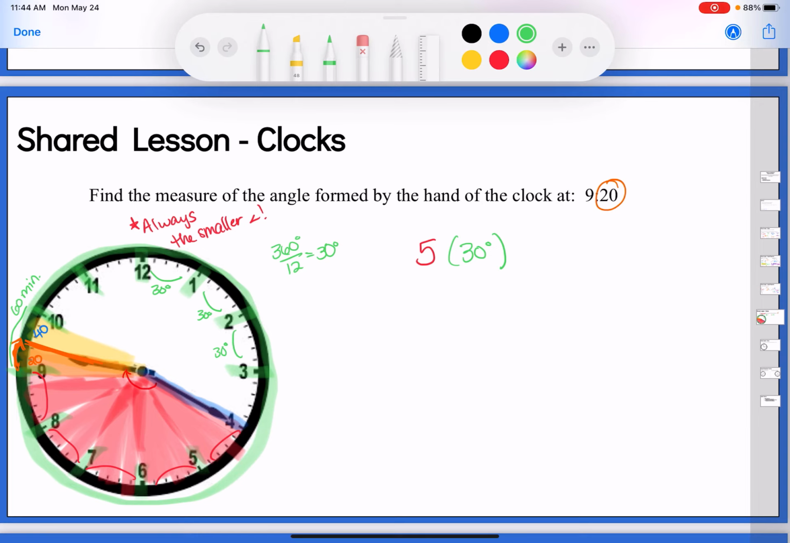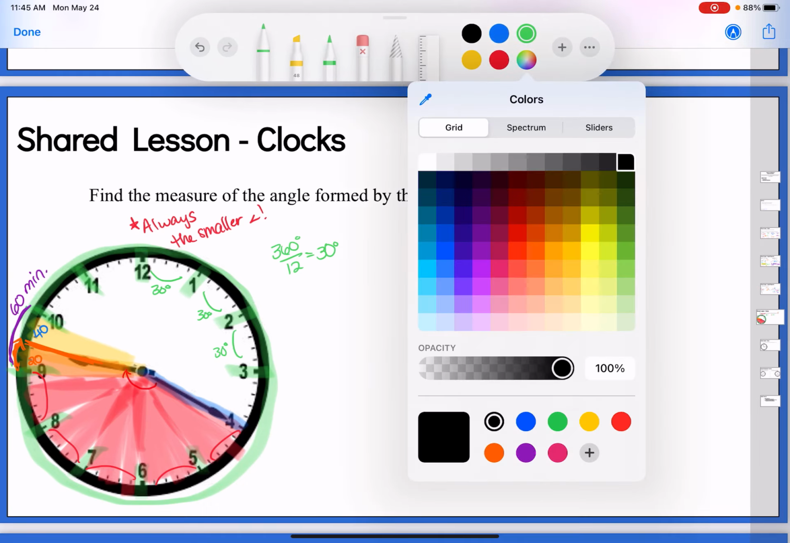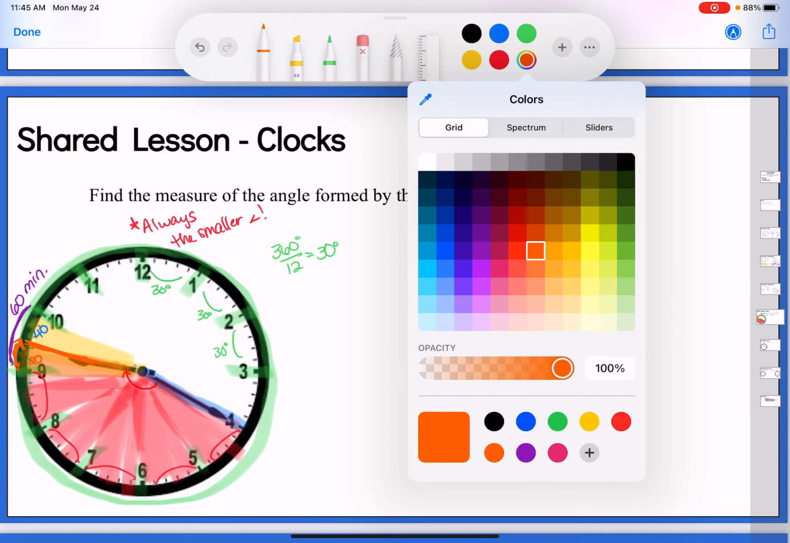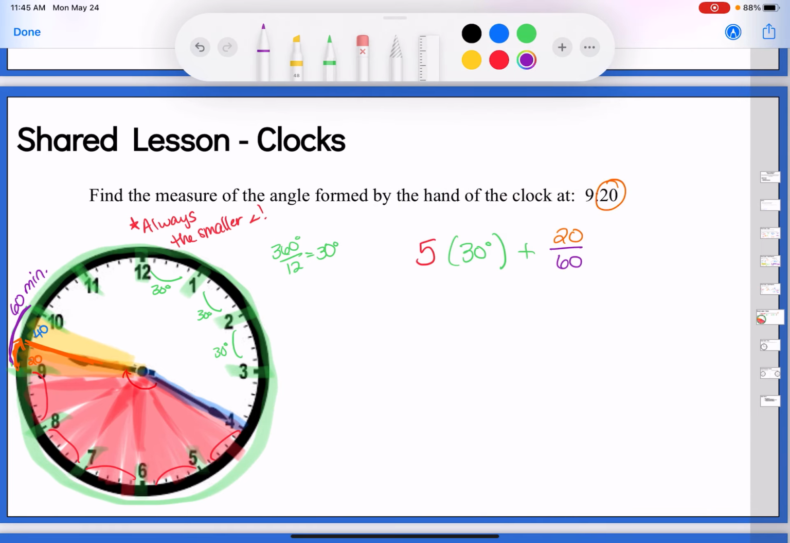And I've gone 20 minutes to get to where the hand is right now. So I need to figure out that fraction of 60. Well, that fraction, I should probably put this part in a different color. Because this whole thing is 60 minutes, and I've gone 20. So that fraction is going to be the 20 minutes that I've gone past the 9 out of the 60 minutes total that it would take to get to the 10. That's the fraction of that section, and that section is 30 degrees.